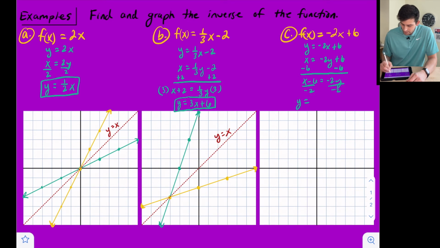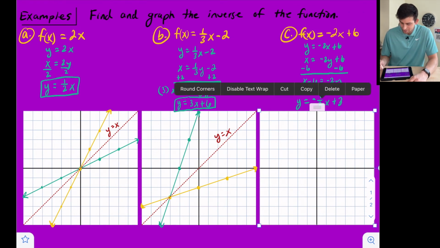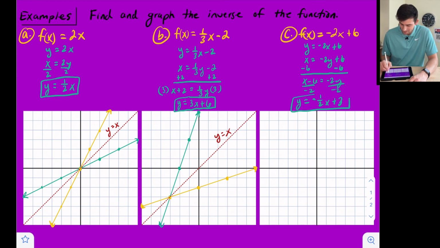And this is going to give me y equals, now this is x minus 6 over negative 2, so that's like x divided by negative 2. So that would be negative 1/2 x, and then negative 6 divided by negative 2, so that would actually be a positive 3. I was going to say plus 3. That would be a positive 3.